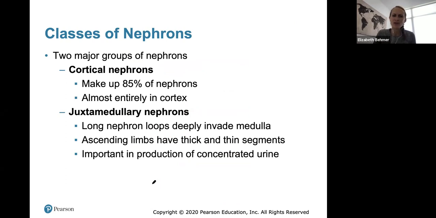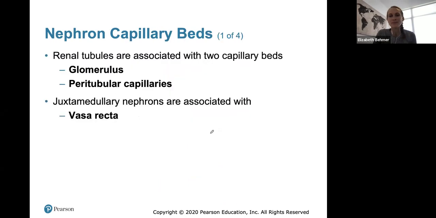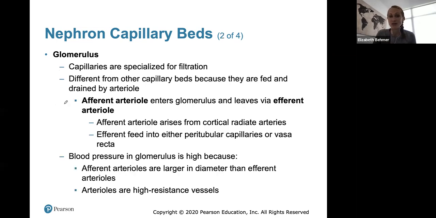So you can have cortical nephrons or juxtamedullary nephrons. Here on the left is a cortical nephron, and then the juxtamedullary nephron. The renal tubules are associated with two capillary beds, the glomerulus and the peritubular capillaries. The glomerulus is where filtration occurs at first. The peritubular capillaries surround the proximal and distal convoluted tubules. The vasa recta specifically surrounds the nephron loop, and that is a part of a juxtamedullary nephron.